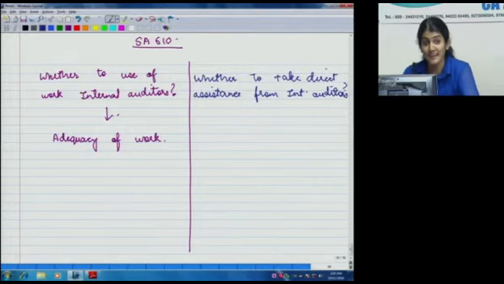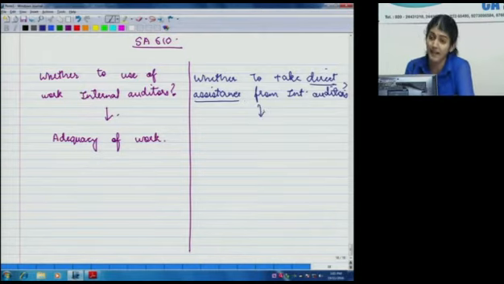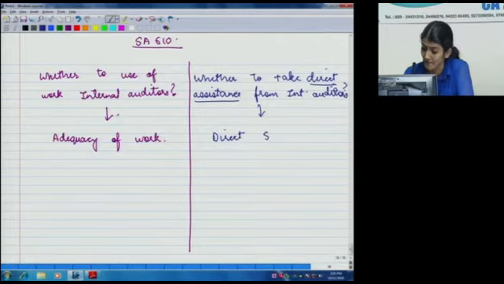So whether to take any direct assistance from the internal auditors, and if you have decided to take direct assistance, then DSR. You understand DSR? Direct supervise and review the work.